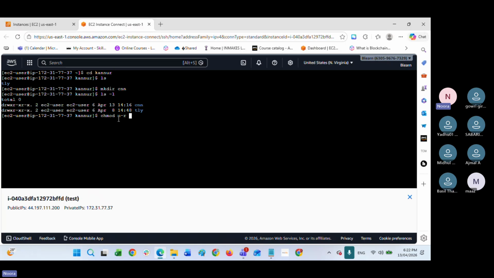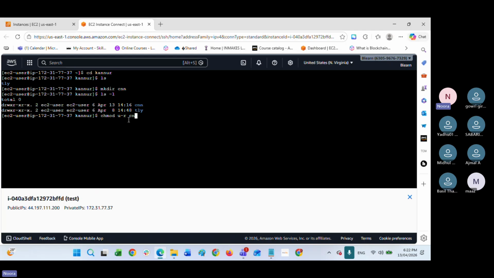What is this minus? Remove. What is the R? Read. So this is clearly indicating that we are removing read from user. Okay, then you need to mention which file. That's for sure.